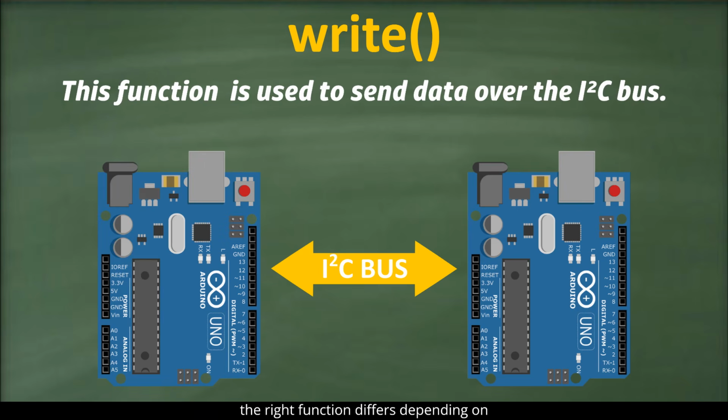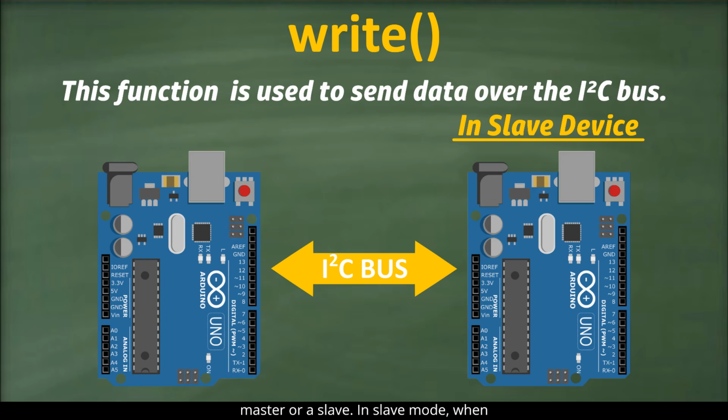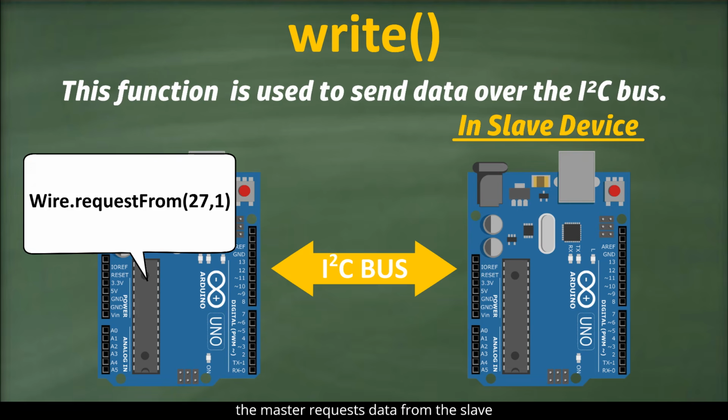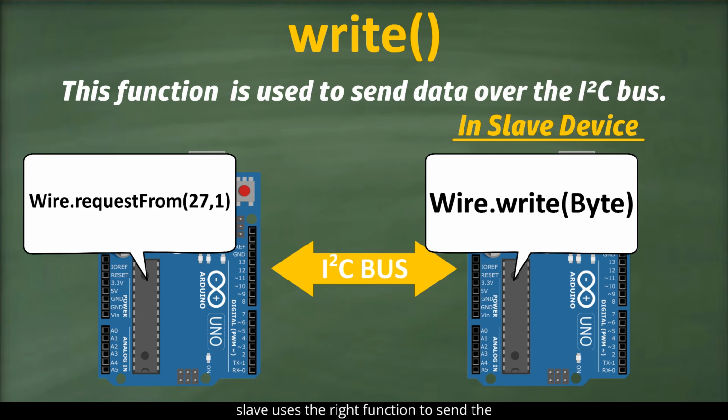The behavior of the write function differs depending on whether the Arduino is configured as a master or a slave. In slave mode, when the master requests data from the slave using the requestFrom function, the slave uses the write function to send the requested data back to the master.